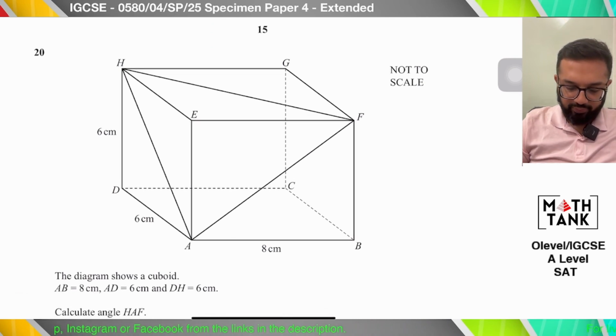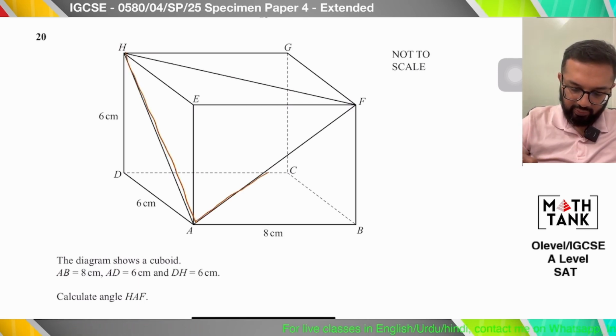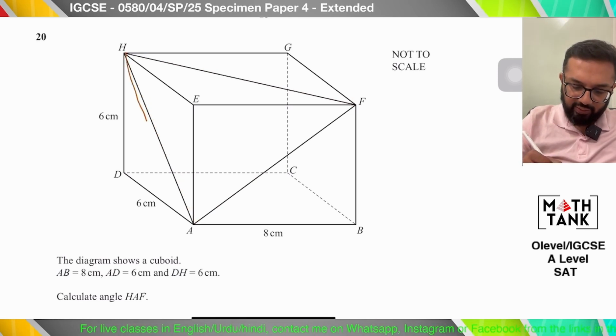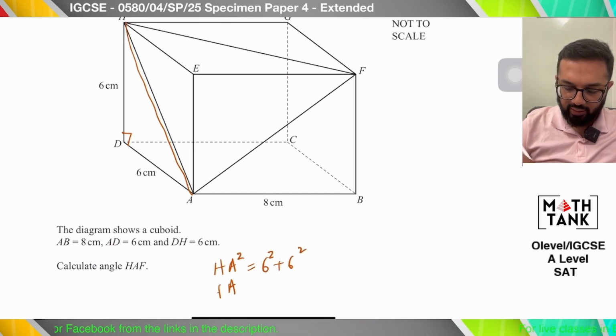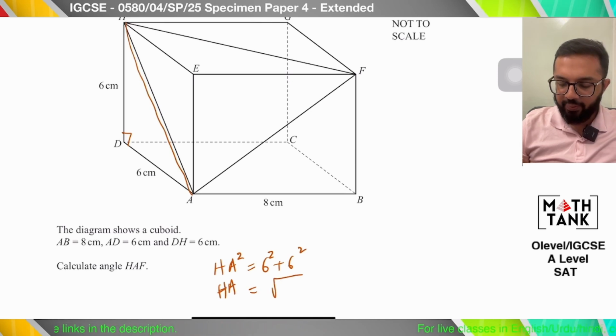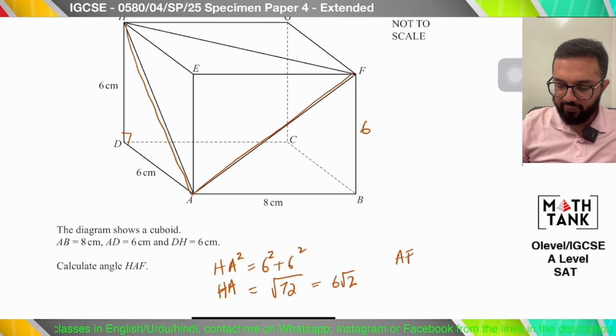Question number 20. Calculate triangle HAF. So there's a diagram. These are diagonals inside a cuboid. How would I find this diagonal? I just do a Pythagoras theorem on these sides, and I would say that HA squared equals 6 squared plus 6 squared. So HA will therefore be root of 72, which is 6 root 2. Then can I say that this side has to be AF squared?